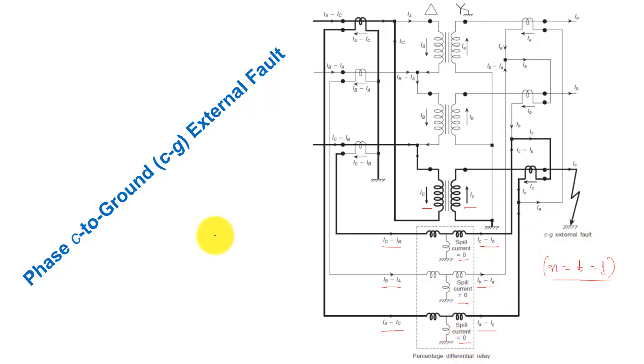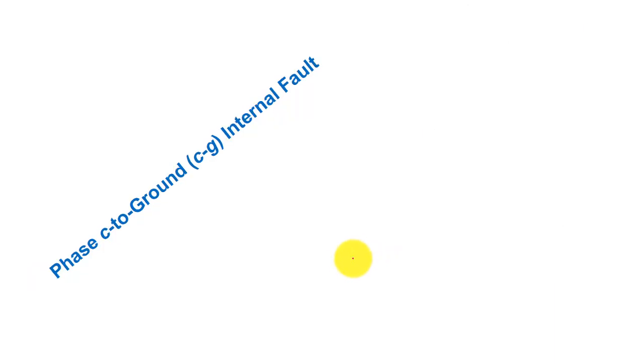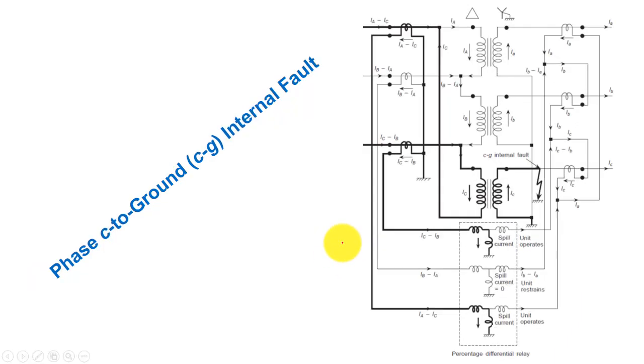So for the external fault, this kind of implementation of CTs, that is, on the delta side the CTs are connected in star fashion, and on the star side in delta fashion, works very nicely in the case of external fault as well. So let us consider an internal fault. How will it respond to an internal fault?